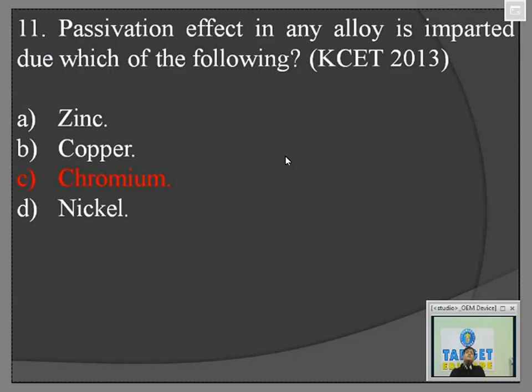Question number 11. It's a straightforward question. Passivation effect in any alloy is imparted due to which of the following? So passivation is a property of chromium by which it forms chromium oxide and prevents any metal from tarnish and corrosion, because chromium oxide forms a protective layer on the metal surface.